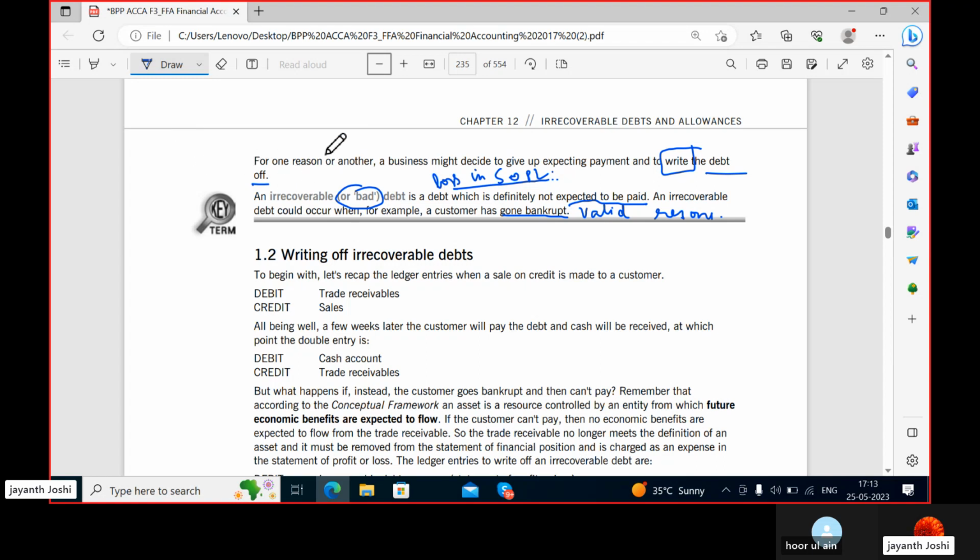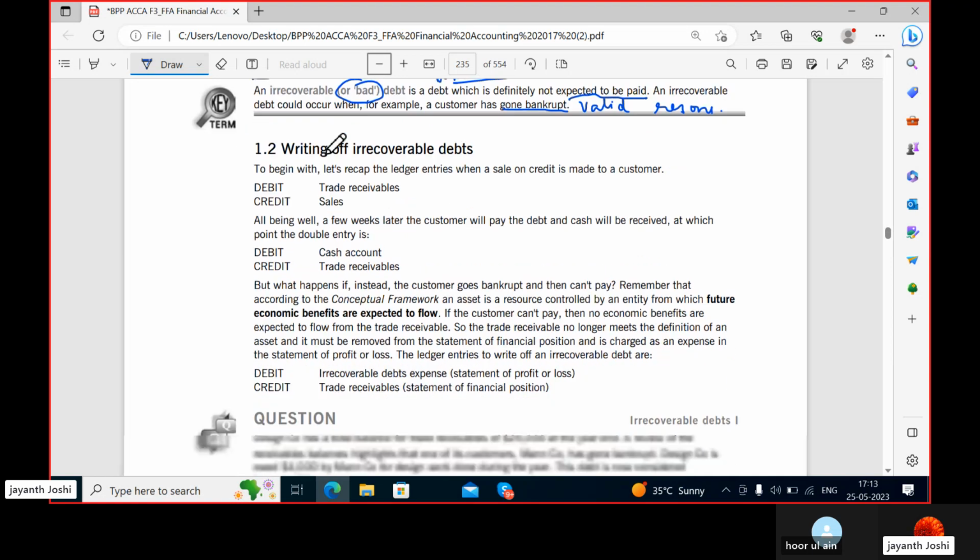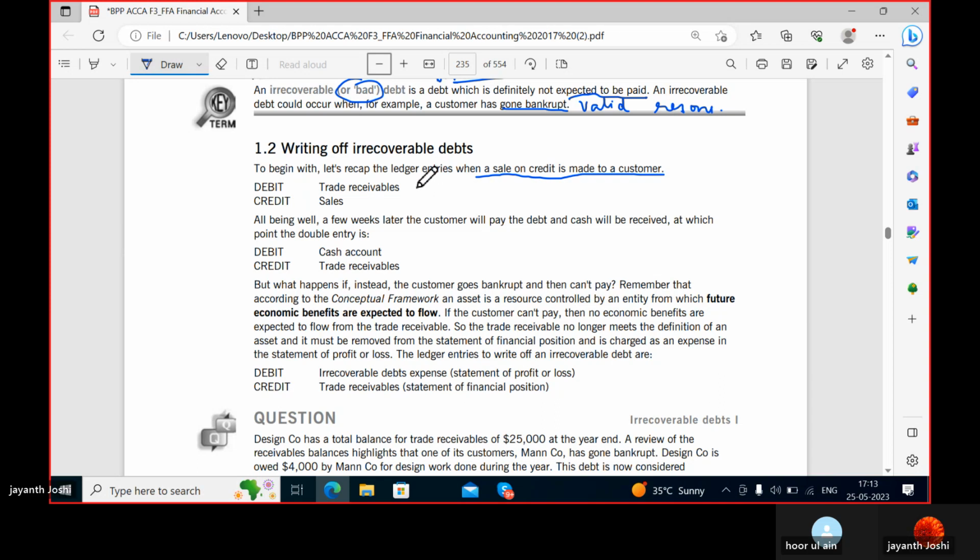Now we'll check the accounting entries, how entries are to be followed. We will start from the beginning, when the business is making a sale to a credit customer. Whenever the business is selling on credit, your journal entry part is done, right? Yes, ma'am. So you will be able to understand this. When a business is selling on credit, what is the entry to be passed?